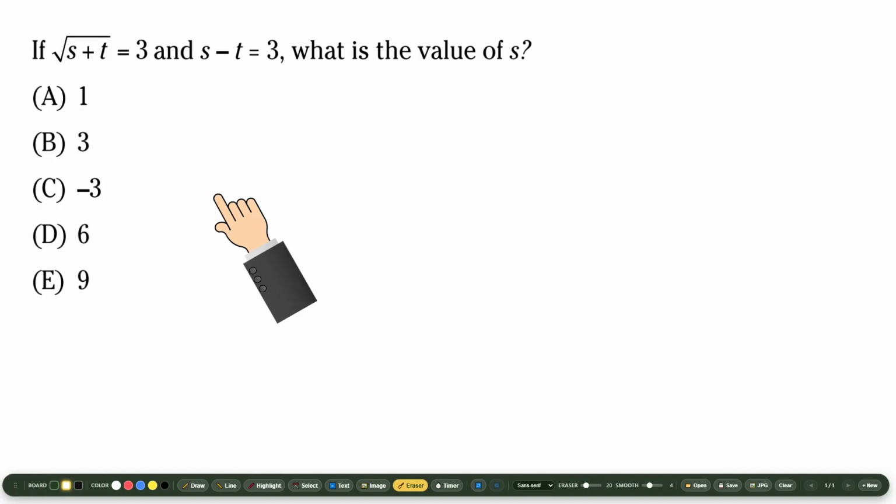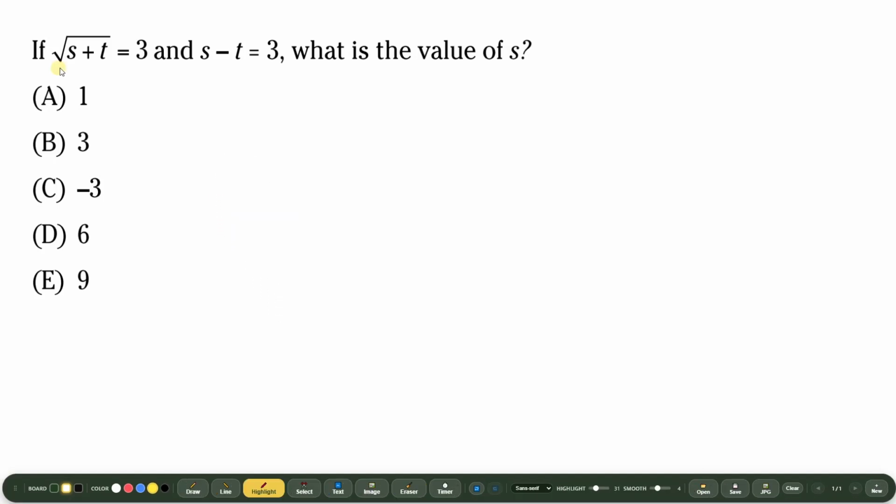Can you solve this radical equation? Look at this system of equations. We have a square root involving s and t and a simple linear equation. Your goal is to find the value of s.